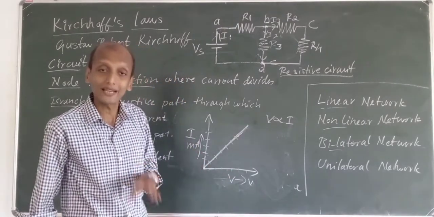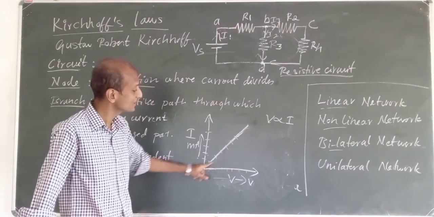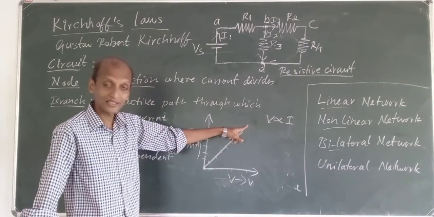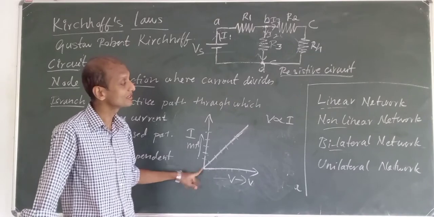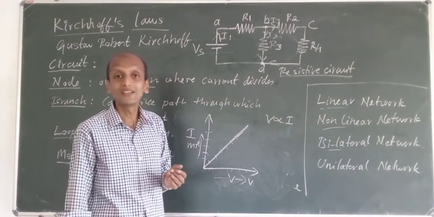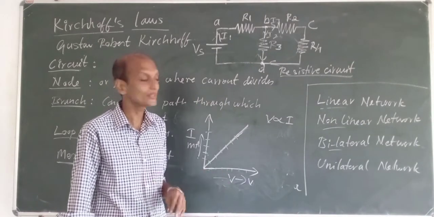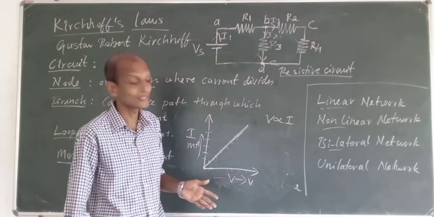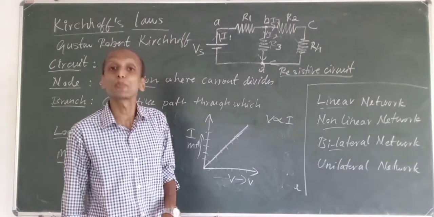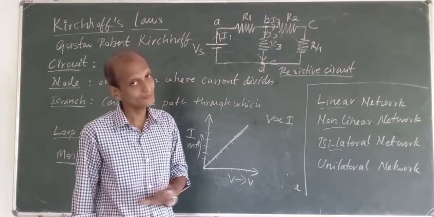So a device or any circuit which gives a straight line as its output characteristic graph, such networks are called linear networks. A network is also called a circuit, and a circuit is also named a network. Linear network in the sense that the voltage and current variations are in the same proportion. Such networks we call linear networks.